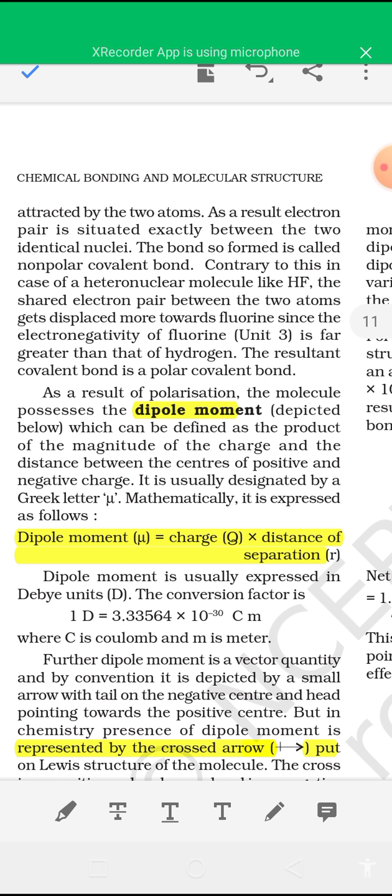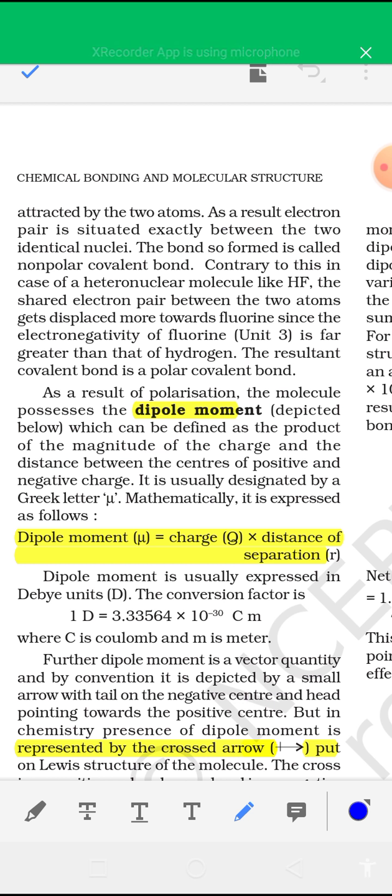So the covalent bond which is formed between two dissimilar atoms, the bond is polar in nature. There will be a charge separation between the two atoms. For example, HCl. HCl is a polar covalent bond. There is a charge separation.